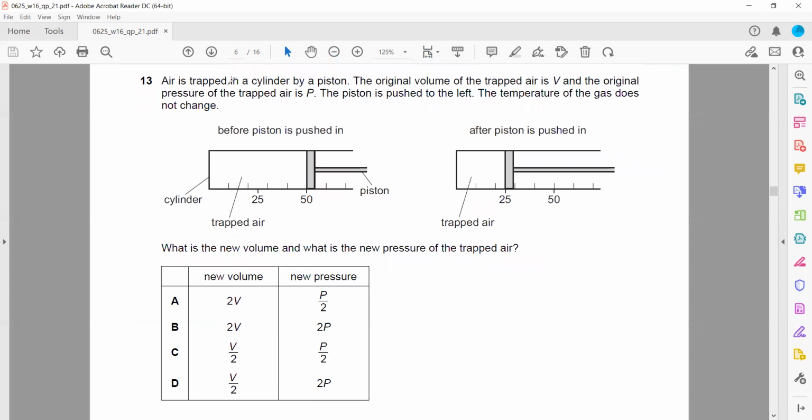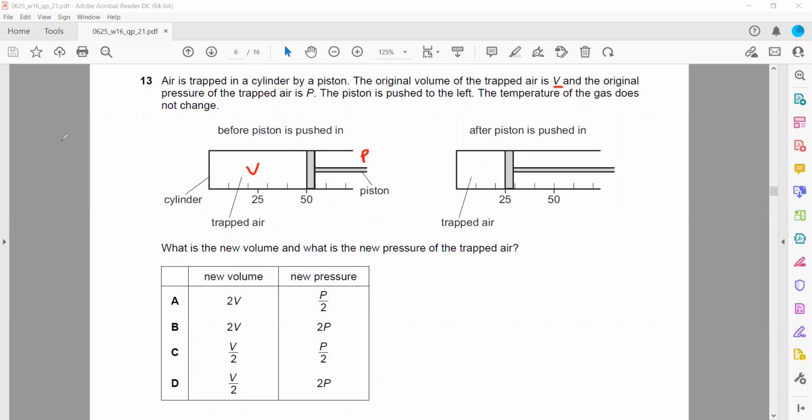In this question, air is trapped in a cylinder by a piston. The original volume is V and the original pressure is P. So here the pressure which we are applying is P and the volume is V. The piston is pushed to the left. As you can see, the piston is pushed to the left. The temperature does not change. So if the temperature does not change, we'll use Boyle's law.